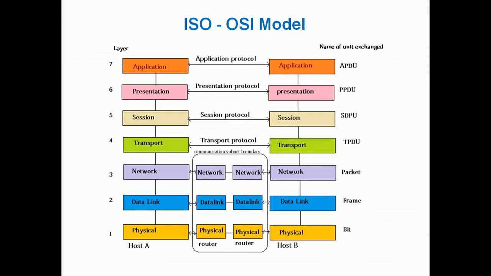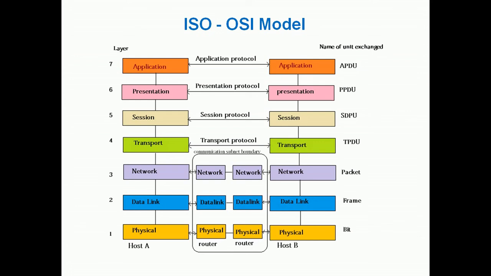Second layer is the data link layer. Data link layer deals with the physical addressing or MAC address. The functions of the data link layer are framing, error control, flow control and access control. These are the main functions of the data link layer.